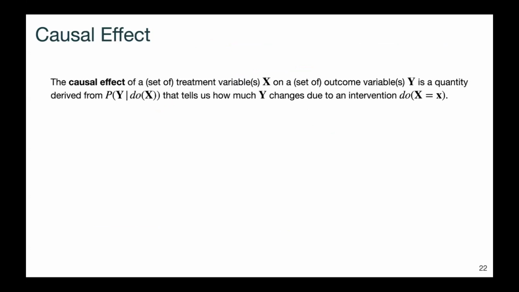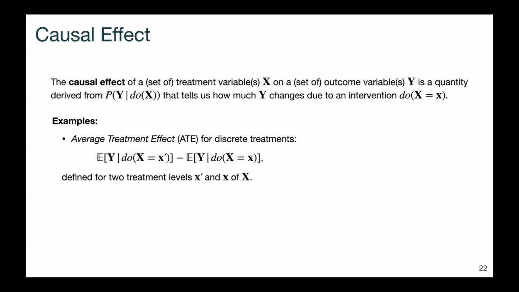Okay. So what is a causal effect? A causal effect is any quantity that's derived from this probability that we call the interventional probability. And this quantity is telling us how much Y changes due to an intervention on X. You can have several definitions of causal effect. One very common definition is the average treatment effect. It's the difference between two levels of the variable X. So this usually works for discrete treatments.